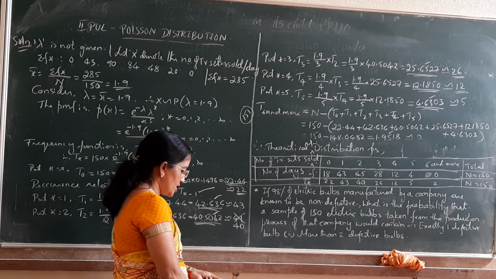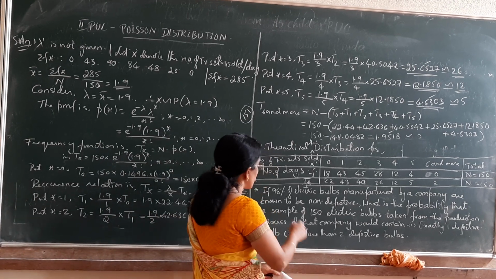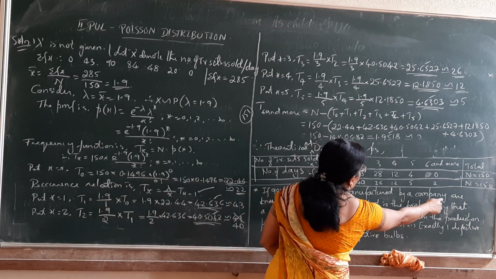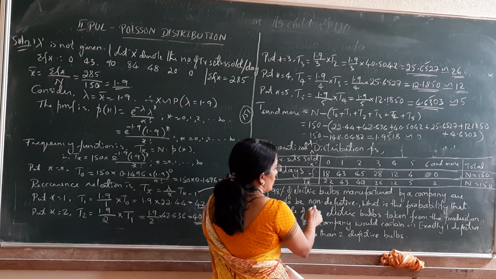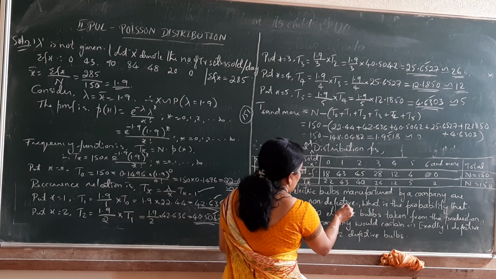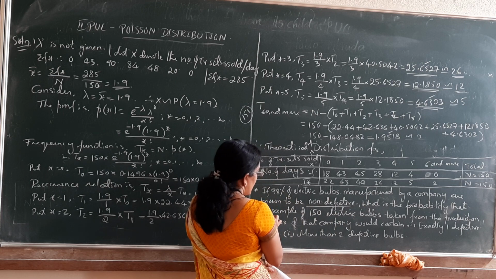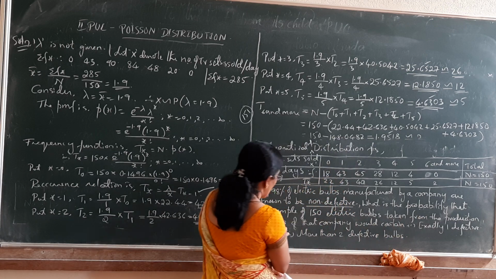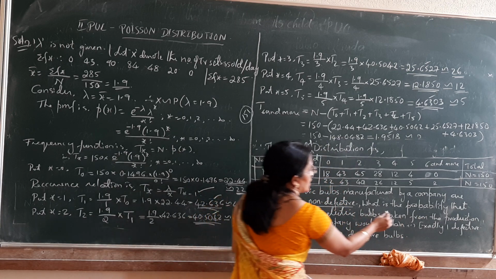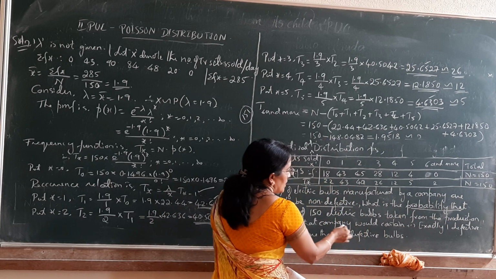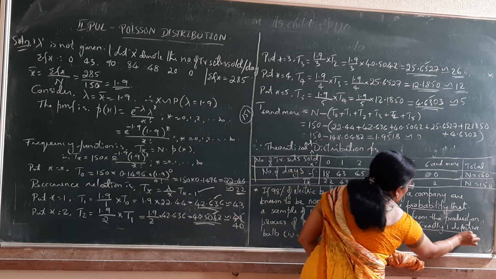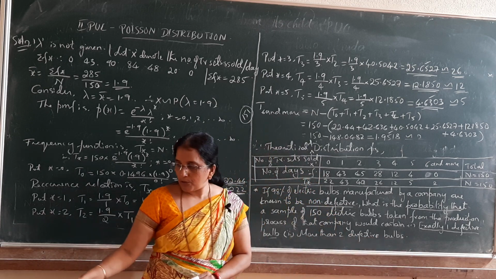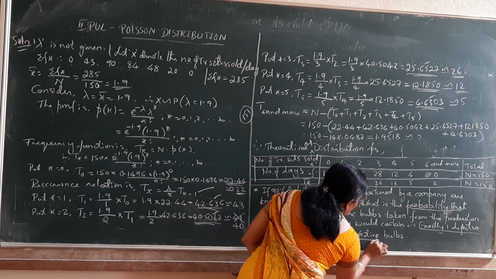Next, one more problem I wrote here. Similar problems already we solved. If 98% of electric bulbs manufactured by a company are known to be non-defective, what is the probability that a sample of 150 electric bulbs taken from the production process of that company would contain exactly one defective bulb, and more than 2 defective bulbs.